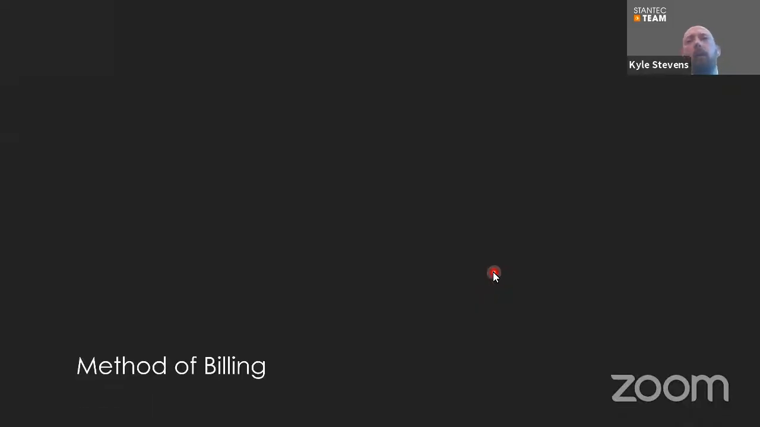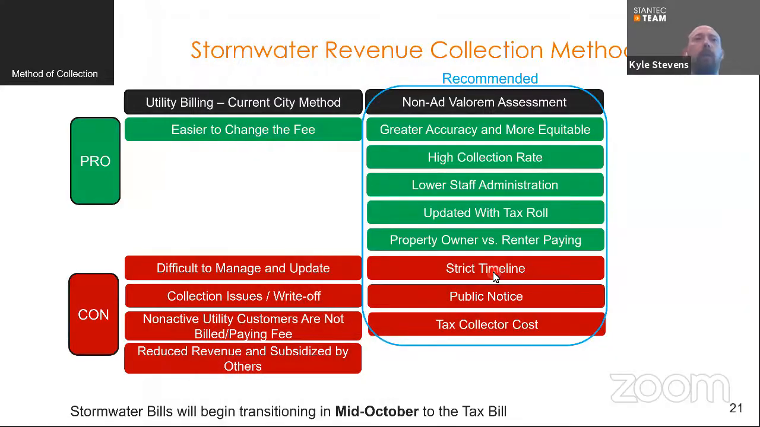Now, the final element I want to talk through tonight is the method of billing. There are really two ways to do it. Fort Lauderdale currently uses the utility billing method, meaning that bills for stormwater services come on the monthly bill with water, sewer, and trash.